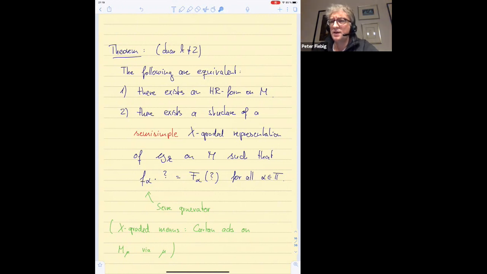Raphael, is that in any characteristic, or are you talking about characteristic 0? Well, I checked the reference. So here the characteristic should not be 2. So the existence of this Hodge-Riemann form is equivalent to the existence of a structure of a semi-simple X-graded representation on M, such that these F alphas correspond to the Chevalley generators.